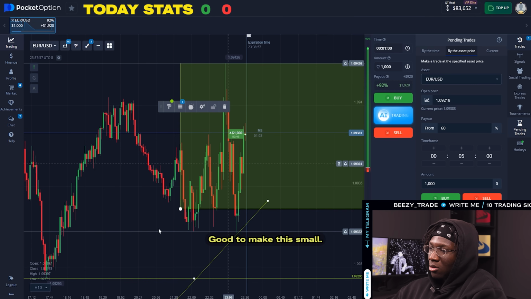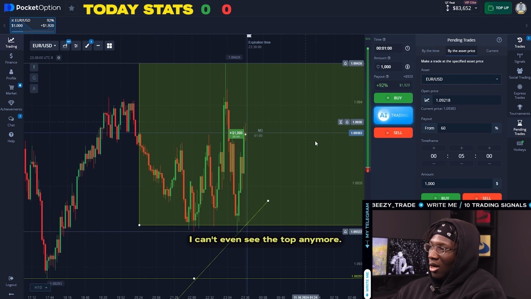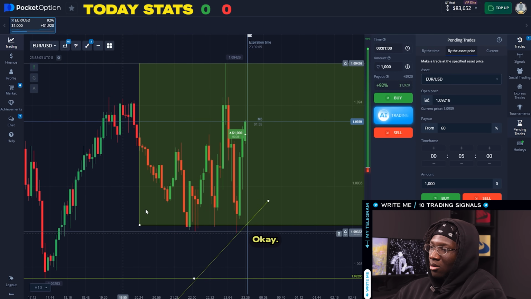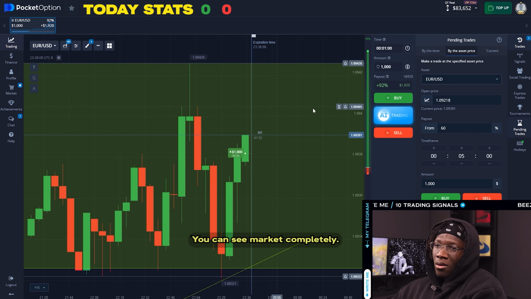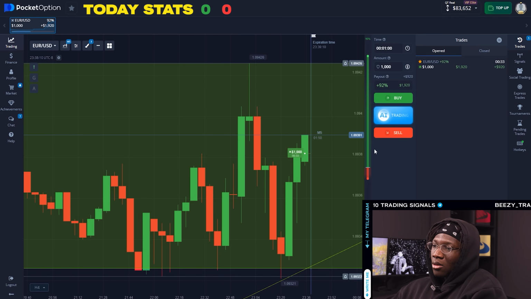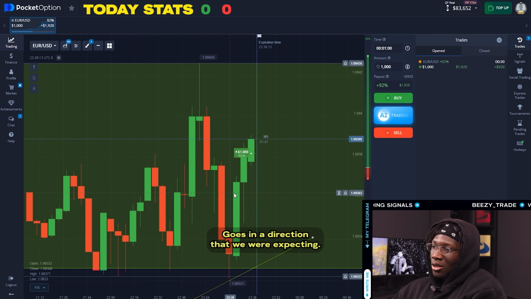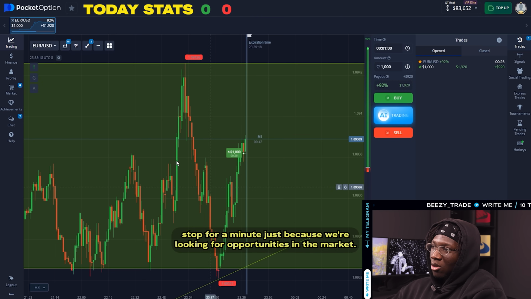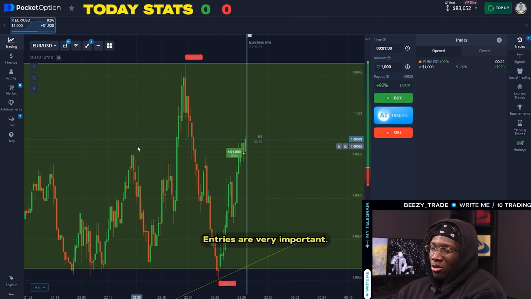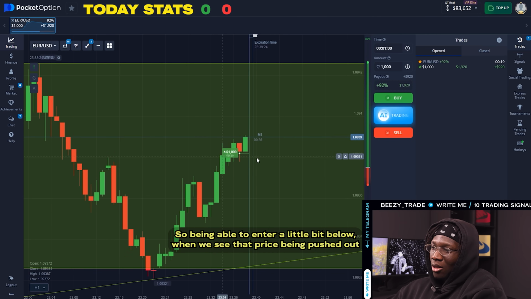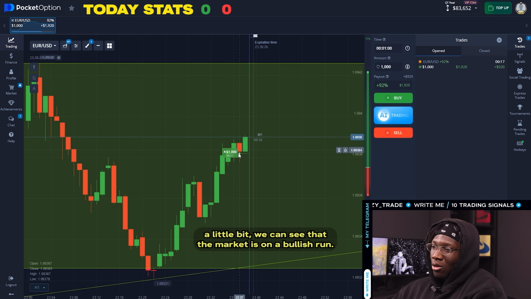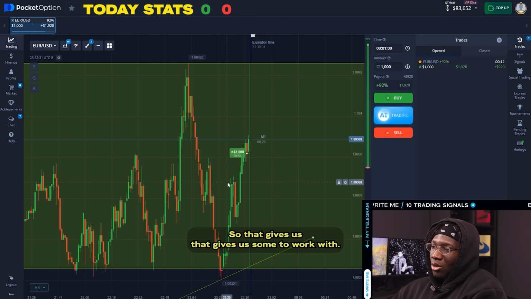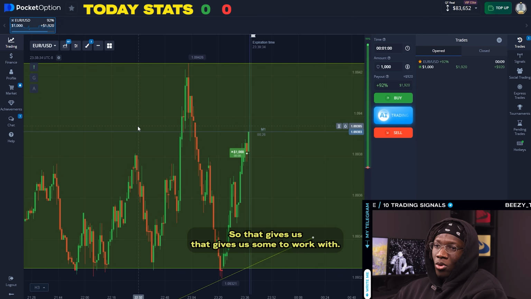Smaller. I can't even see the top anymore, so I'm gonna go to my 5 minutes or so. Okay, all right, you can see the market completely goes in a direction that we were expecting. Even with that 5 minute time frame, we're able to quickly scalp for a minute just because we're looking for opportunities in the market. Entries are very important, so being able to enter a little bit below when we see that price being pushed down a little bit, but we can see that the market is on a bullish run, so that gives us something to work with.